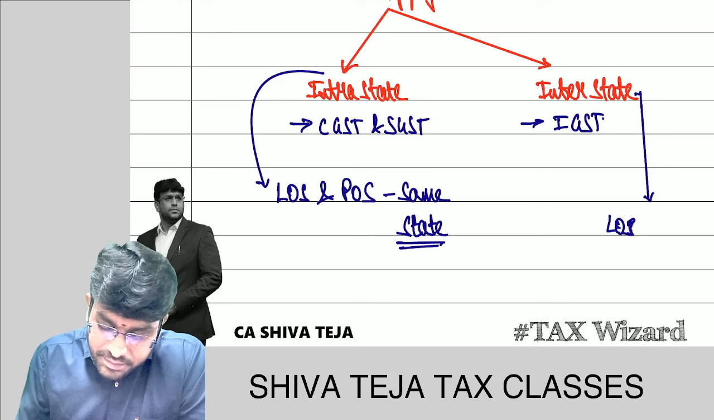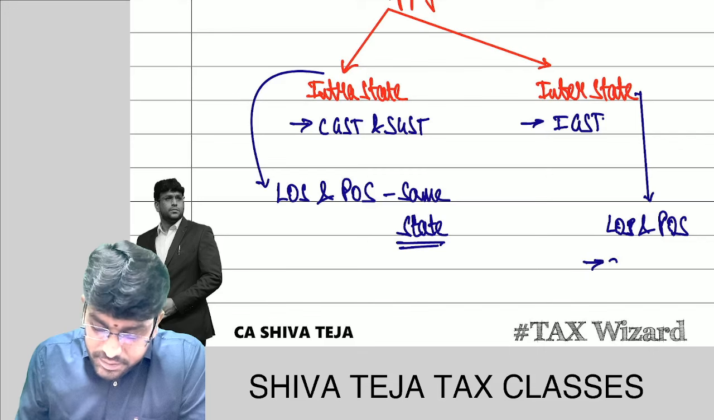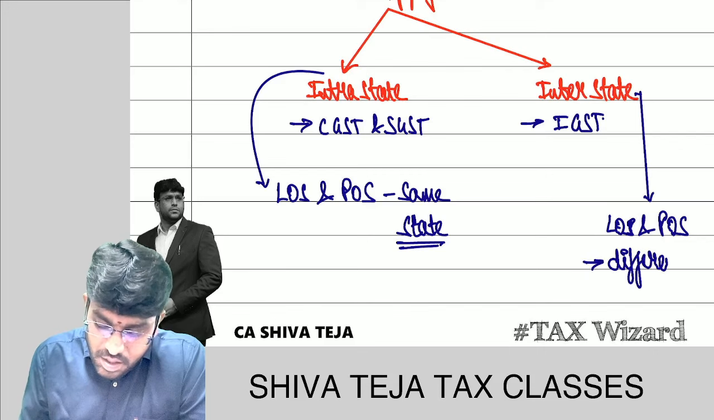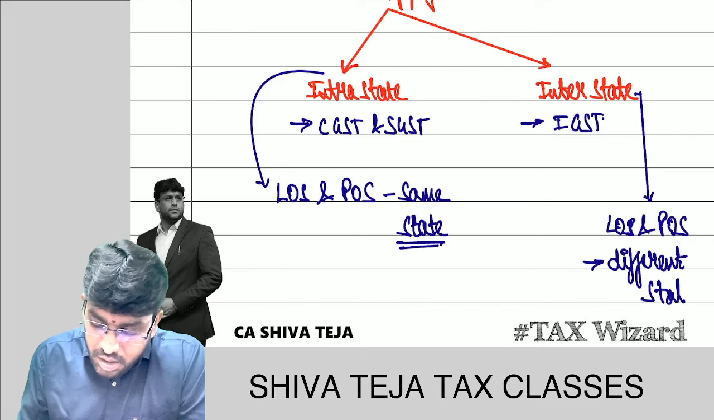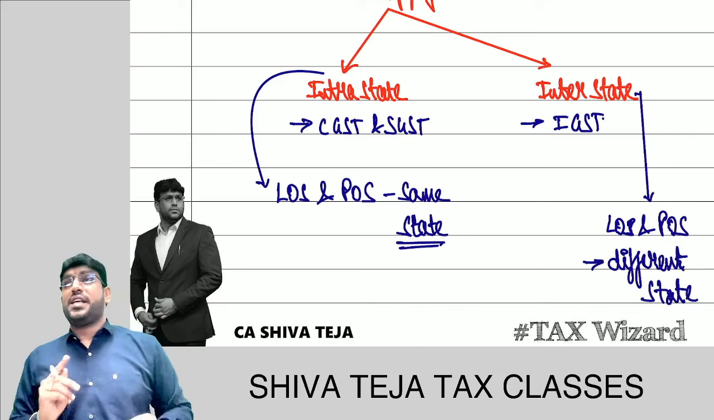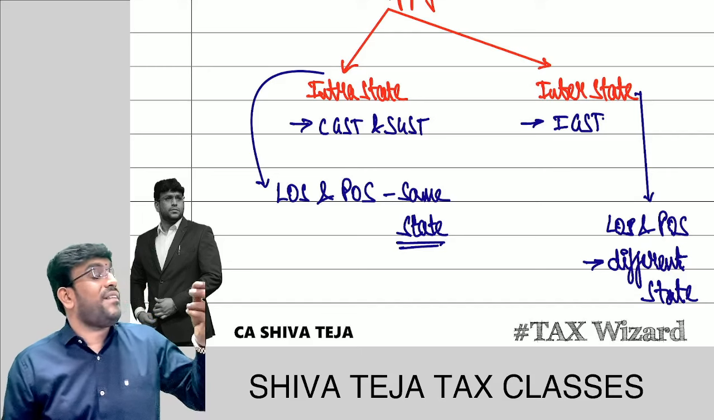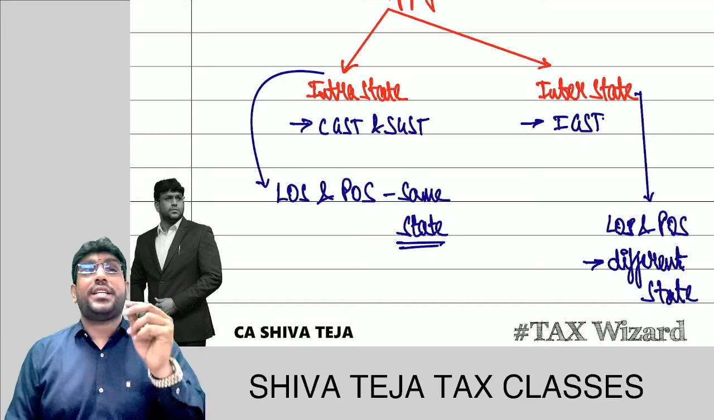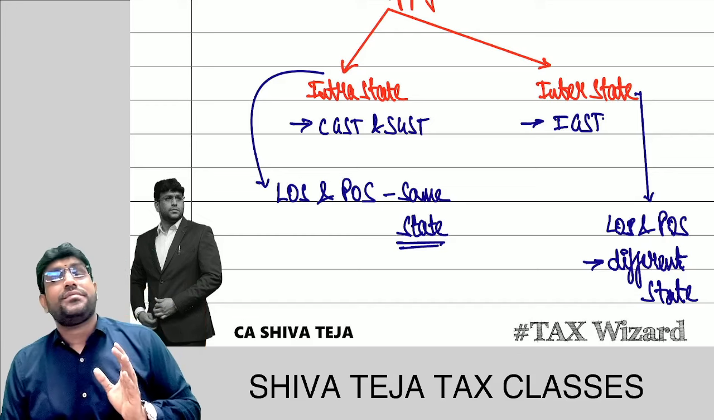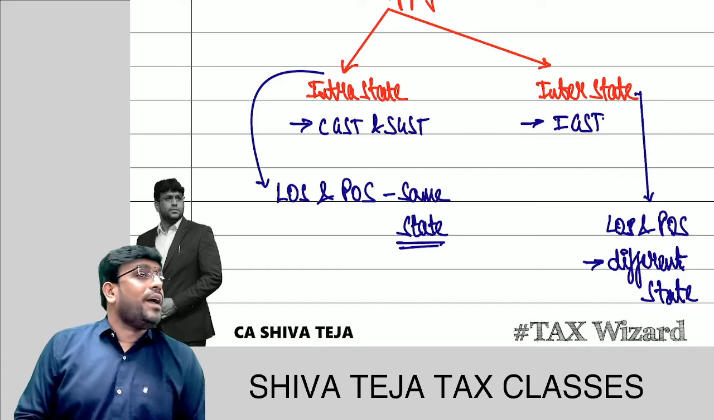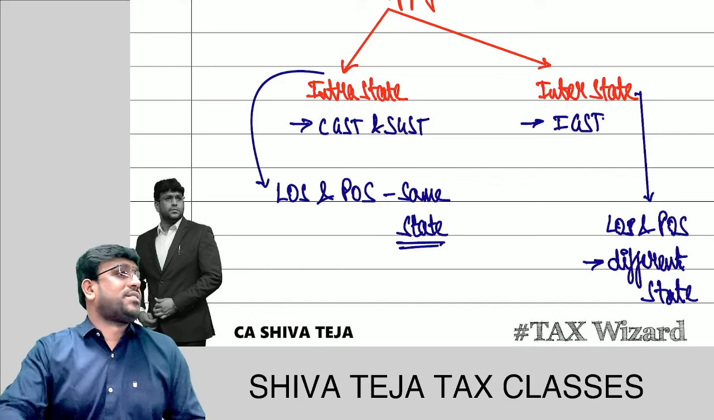Interstate: when the location of supplier and place of supply are in different states. If it is the same state, we call it intrastate supply. Different state, we call it interstate supply. Intrastate supply, we charge CGST and SGST. Interstate supply, we charge IGST. Are we clear, friends? Yes, sir. Everyone, please reply. Yes, sir. All of us. Yes, sir.